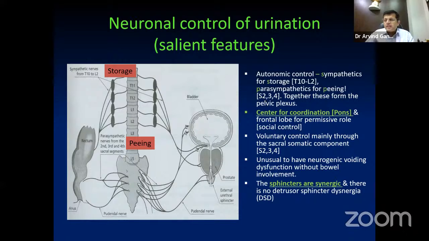As I told in the last slide, the sphincter should be synergic, the sphincter should be coordinated, and if it is not, as we saw in the EMG diagram in the previous slide, the patient may be accounted to be having a DSD, that is detrusor sphincter dyssynergia. So the take-home message from this slide is that S, that is sympathetic, is for storage, and P, that is parasympathetic, is for peeing.